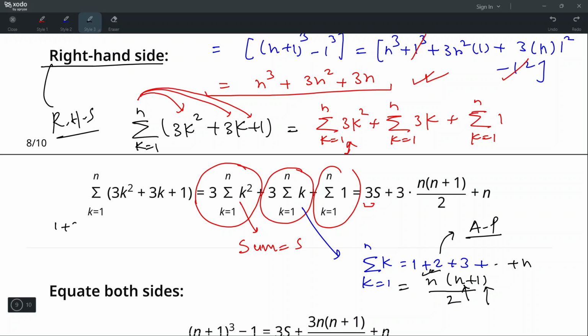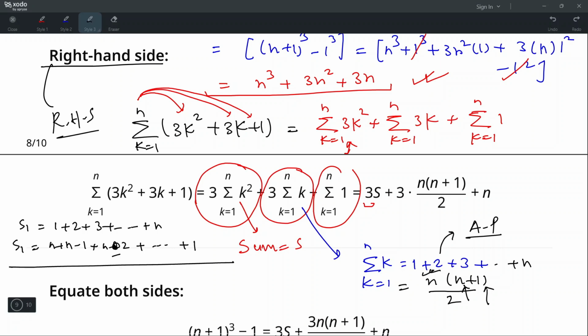We can write 1 plus 2 plus 3, all the way up to n, and let's call this S1. We can reverse it, so this becomes n plus n minus 1, the term before that, plus n minus 2, all the way up to 1. As we sum it, this becomes 2S1. The first pair becomes n plus 1, 2 plus n minus 1 also becomes n plus 1, and if you notice, all the terms are n plus 1. This n plus 1 appears n times. Therefore S1 becomes n into n plus 1 over 2. This is the final result that we have got.